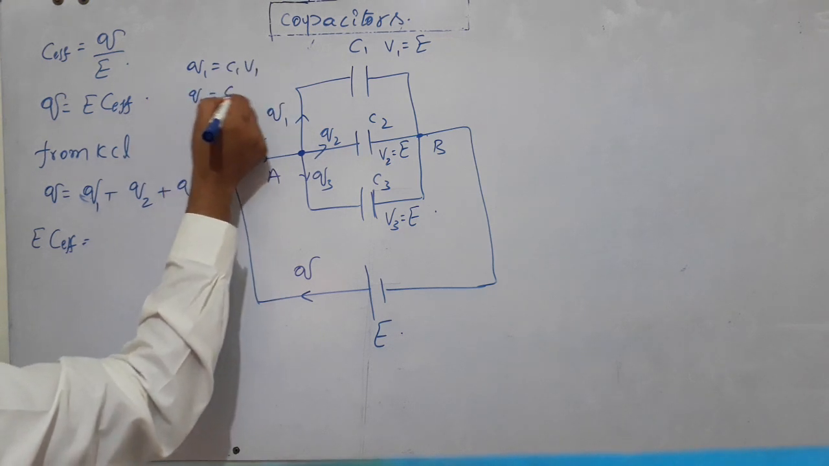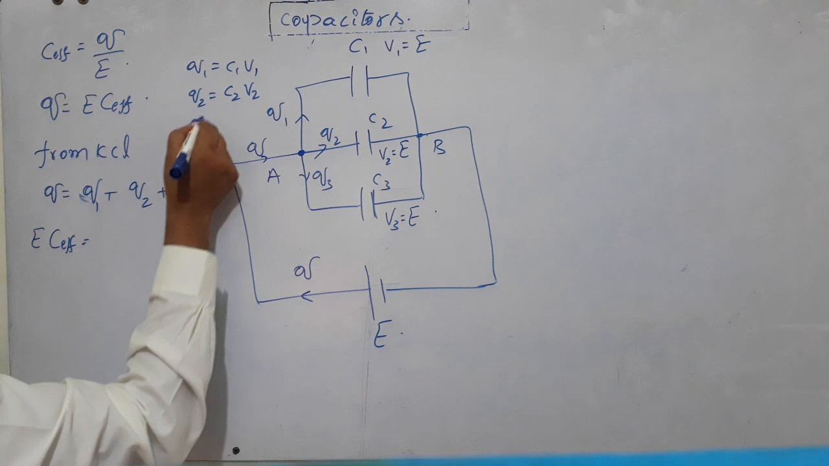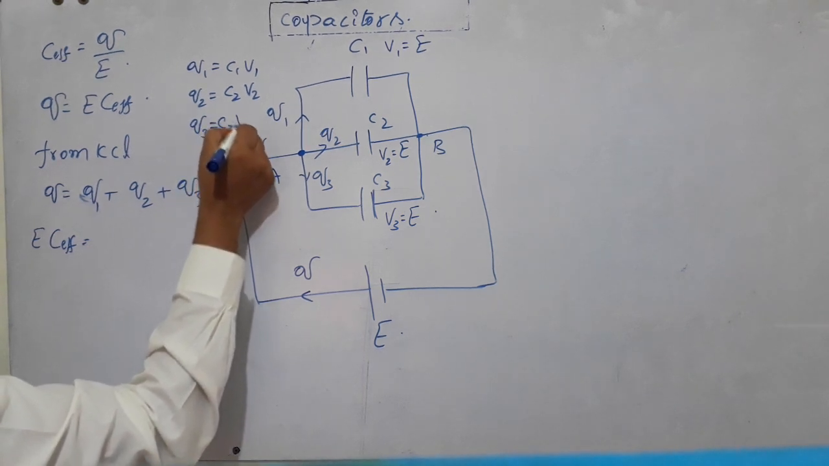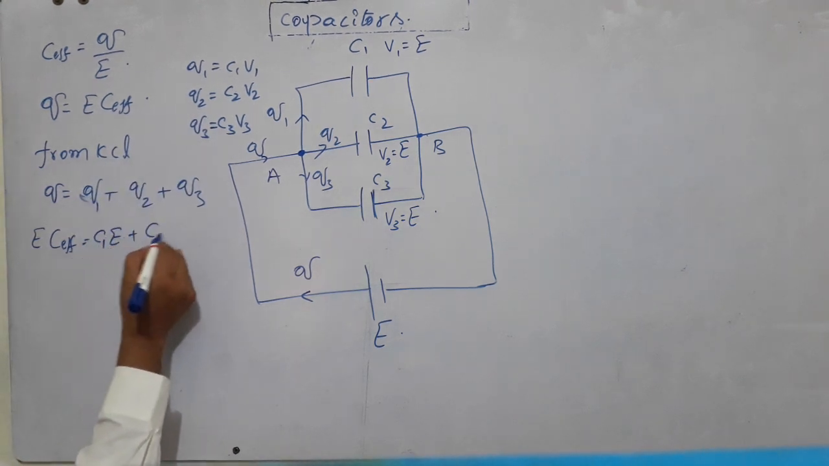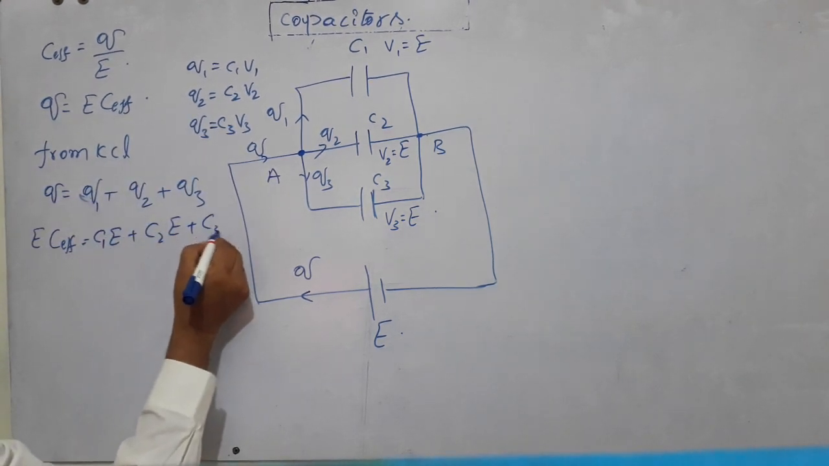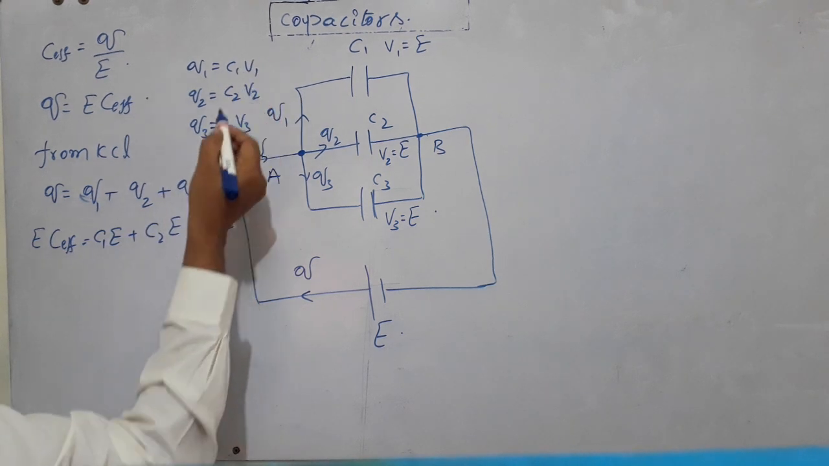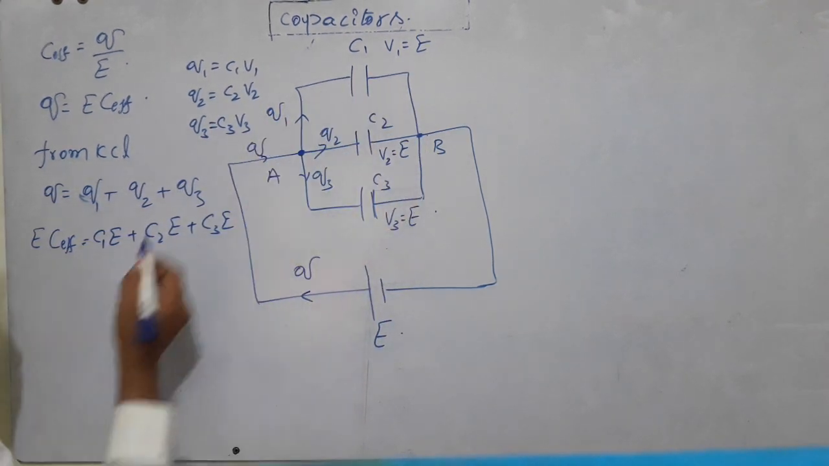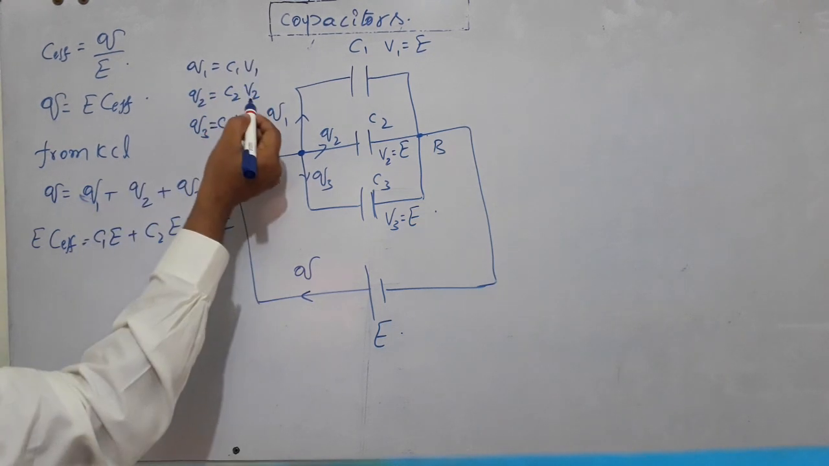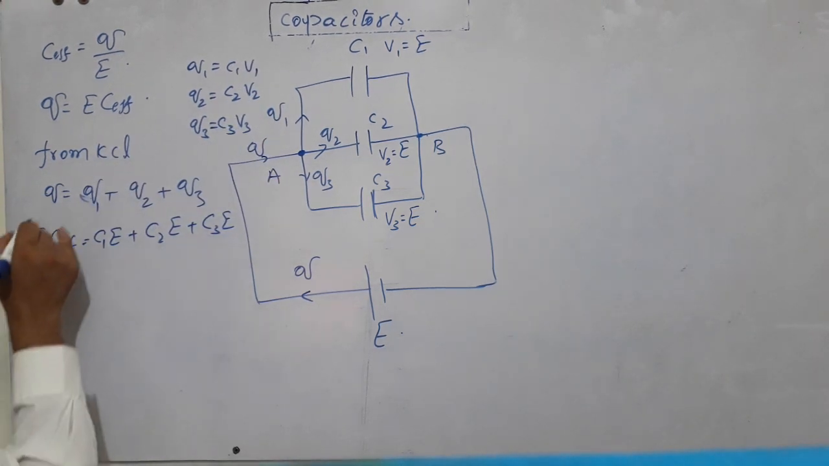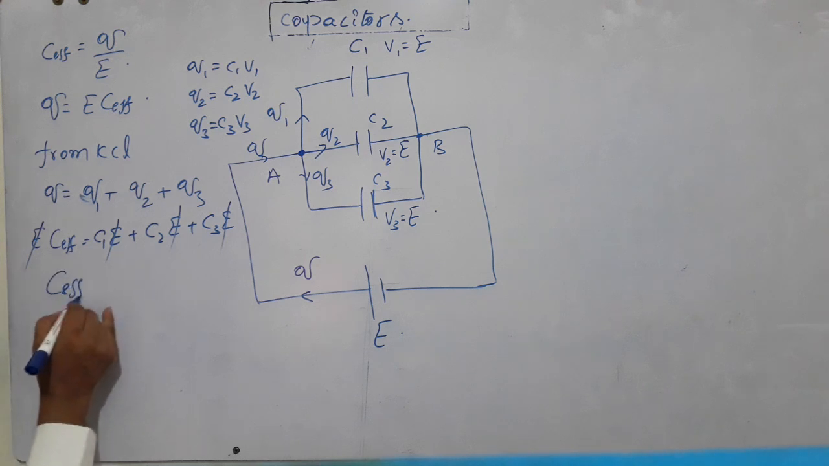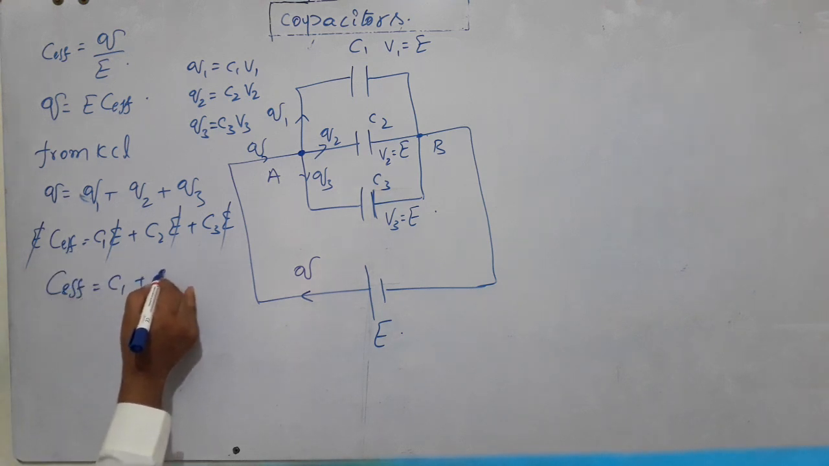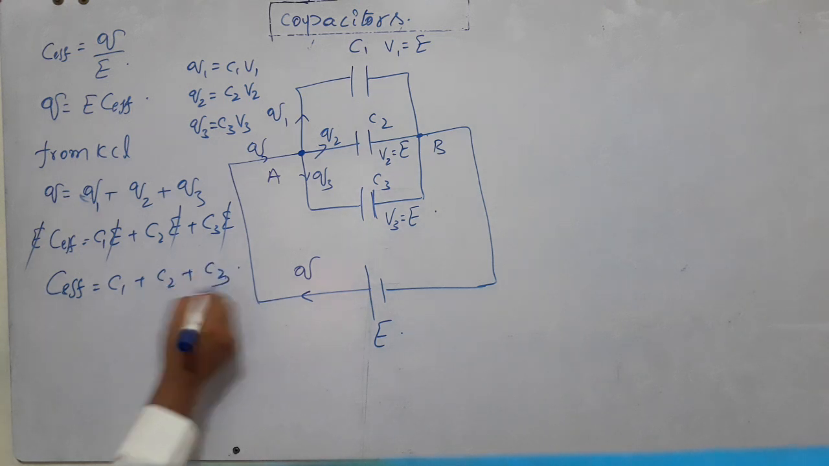Q2 is equal to C2 V2 and Q3 is equal to C3 V3. So that C1 into E plus C2 into E plus C3 into E. Why? V1, V2 and V3 are all equal to E. That's why I am substituting E instead of V1, V2 and V3. From this you can cut off this E, a common factor. So the effective capacity of parallel combination is C equal to C1 plus C2 plus C3.